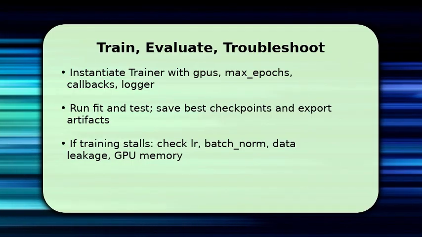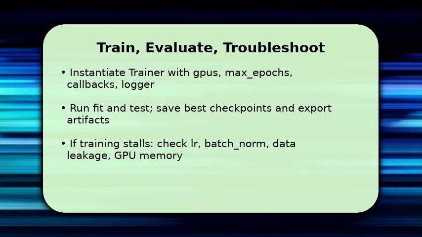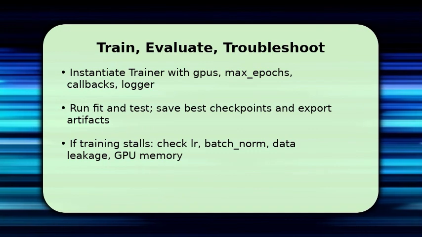If training stalls or diverges, check your learning rate, batch normalization behavior, data leakage, and GPU memory usage. One common fix is lowering LR or enabling gradient clipping. Keep small reproducible runs to iterate quickly and fix issues efficiently.